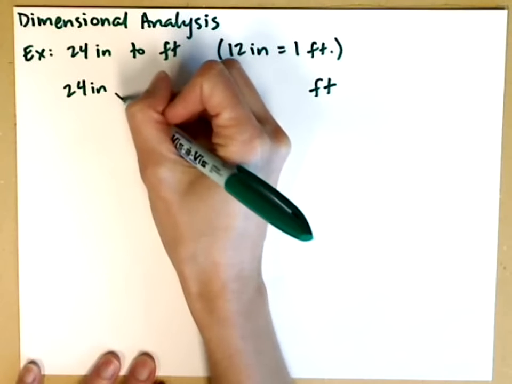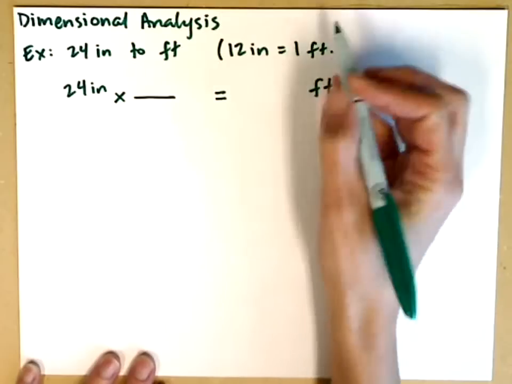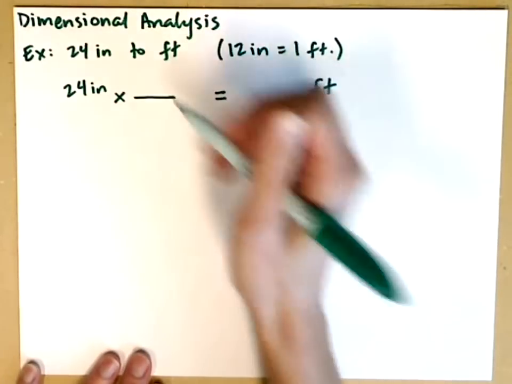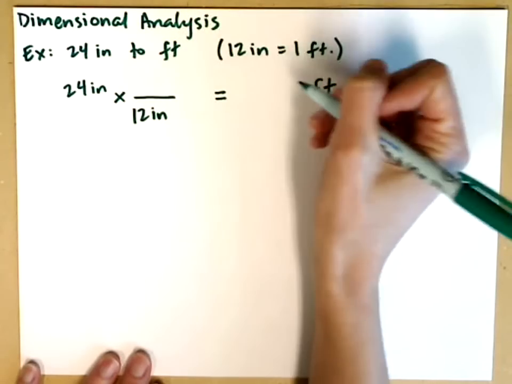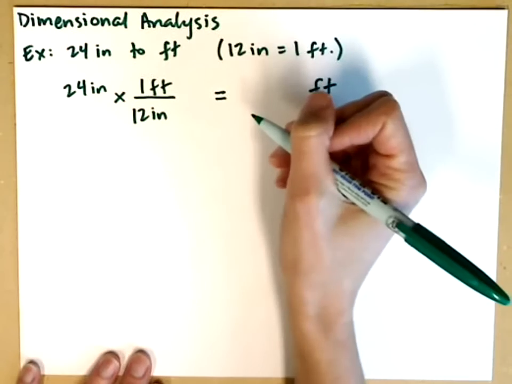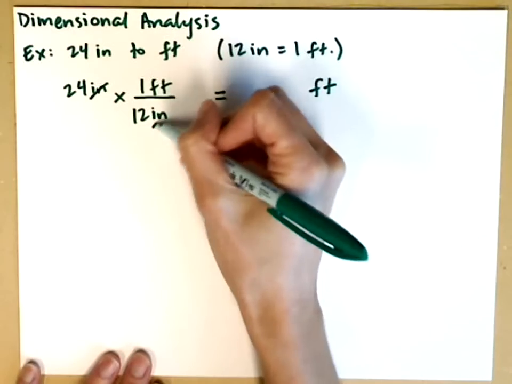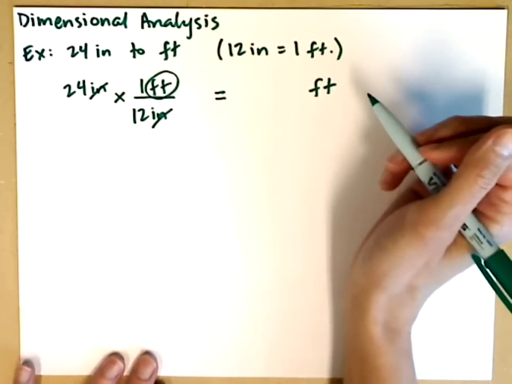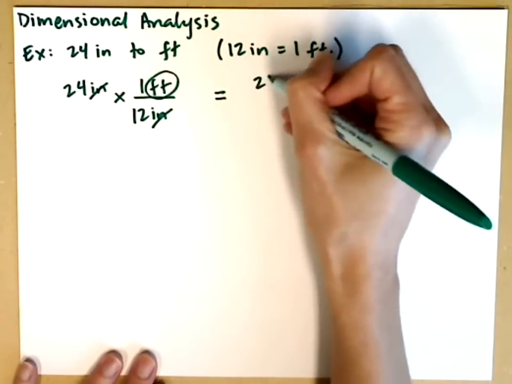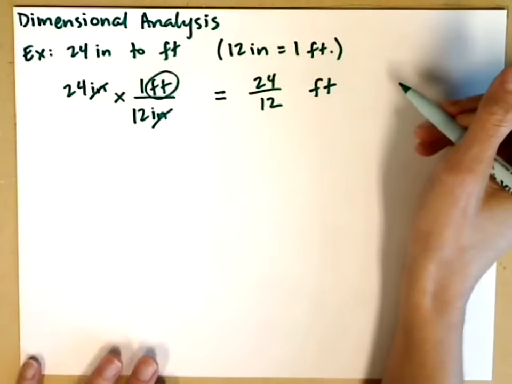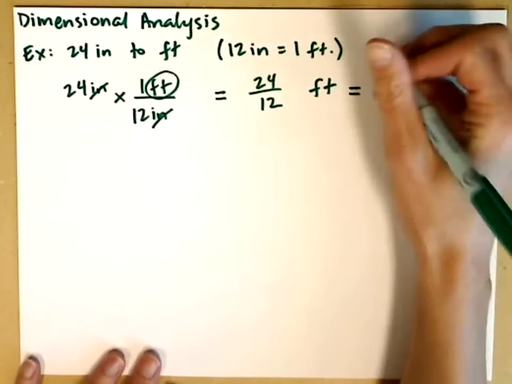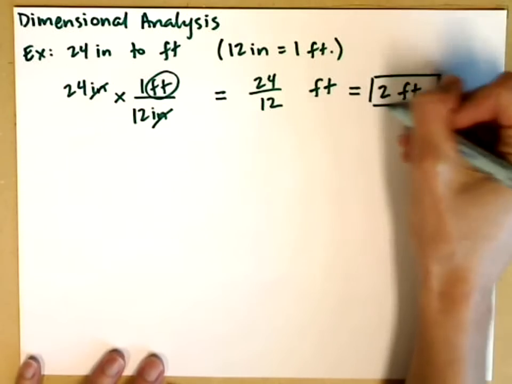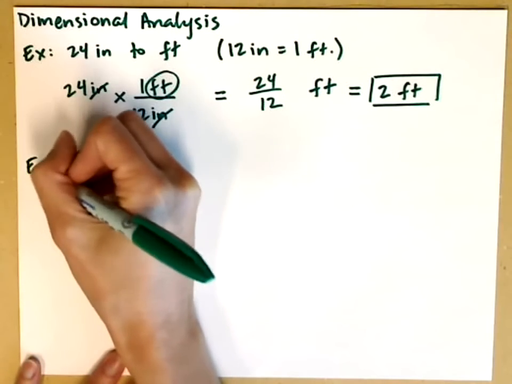I'll take the given information of 24 inches and multiply it by a fraction using the equivalent 12 inches equals 1 foot. I want to cancel the inches, so I put the 12 inches in the denominator and the 1 foot in the numerator. This allows me to cancel inches. I'm left with the measurement that I want. My units are now feet. And the numbers that I'm left with are a 24 in the numerator and a 12 in the denominator. But just doing some simple arithmetic, we know that 24 divided by 12 is 2, giving us the answer of 2 feet. Let's look at one that's a little more complicated.